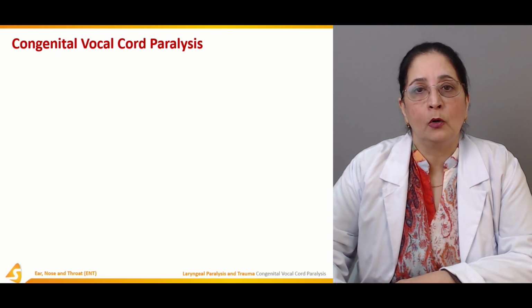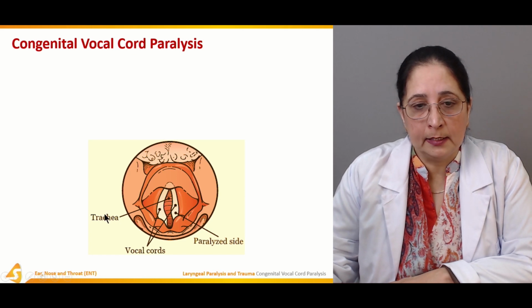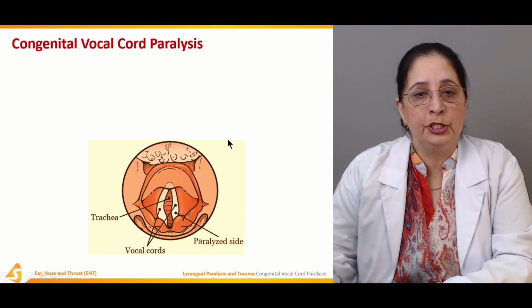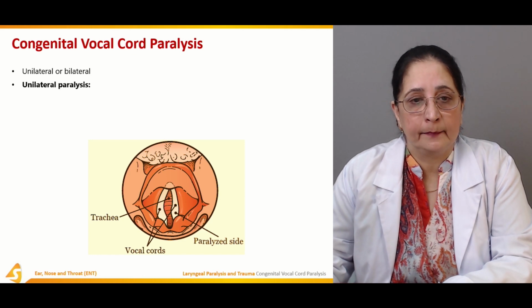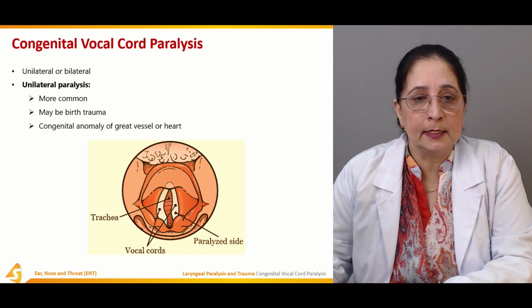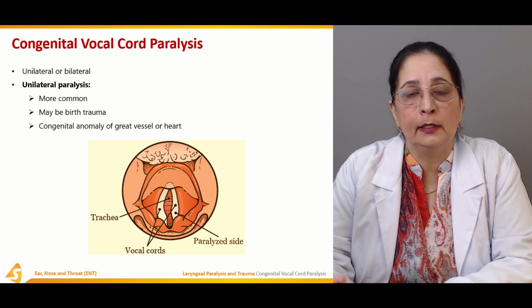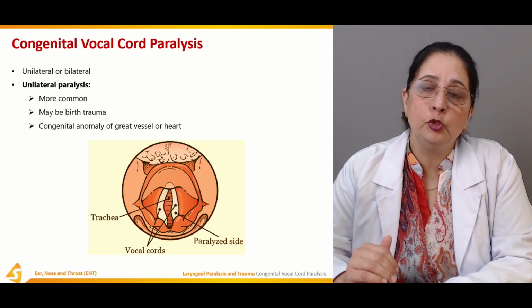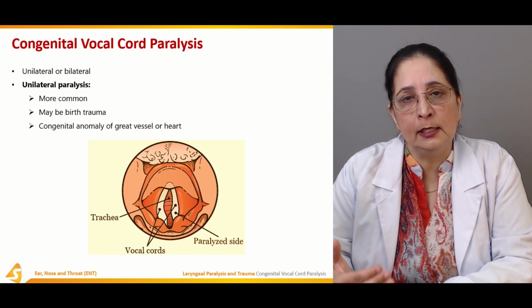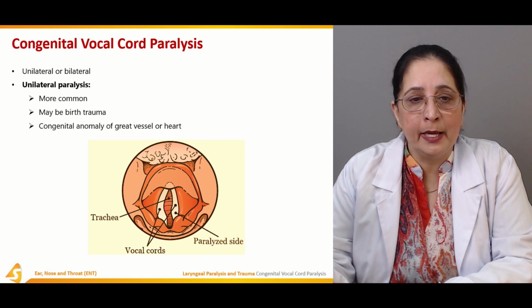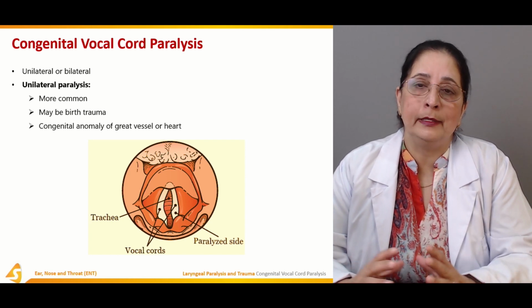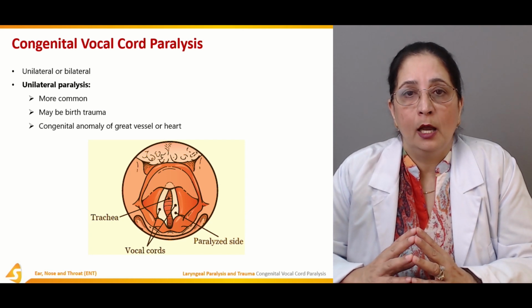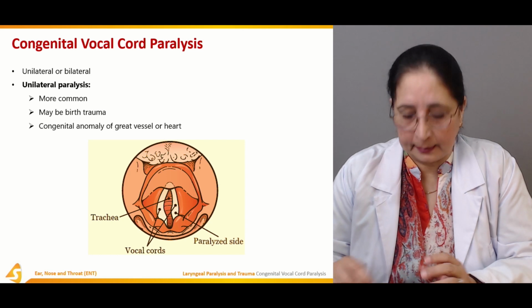So congenital vocal cord paralysis. In this diagram, this is the trachea, vocal cords, and that's the paralyzed side. Congenital vocal cord paralysis can be unilateral or bilateral, on both sides. Unilateral congenital paralysis is more common as compared to bilateral, and it may be due to birth trauma, because congenital means present at birth. Congenital anomaly of a great vessel or the heart can also lead to unilateral paralysis of the larynx.